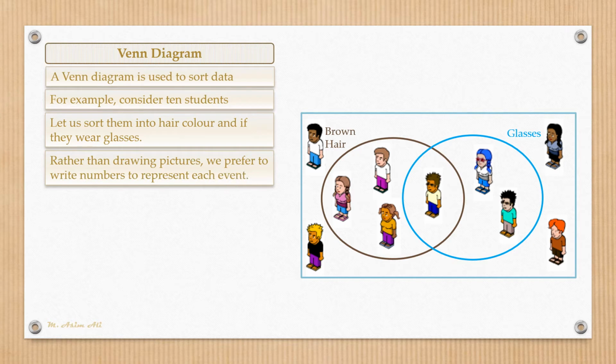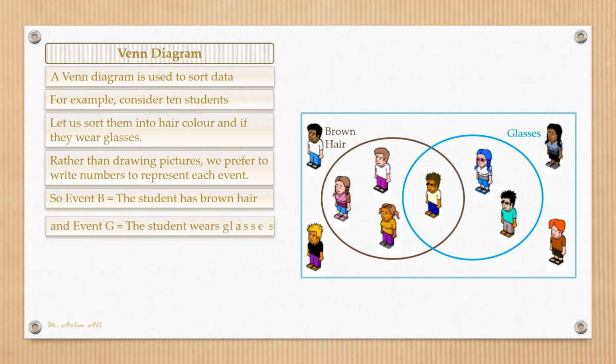So this is a very basic way of arranging items. Practically, it is very lengthy and cumbersome to arrange the pictures. It's better to count the values. We do not write all the ways, we actually count the values. So let us denote by event B that a student has brown hair, and let us suppose that event G is the event that a student is wearing glasses.